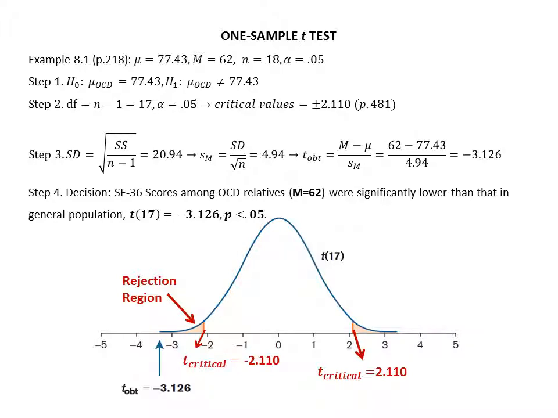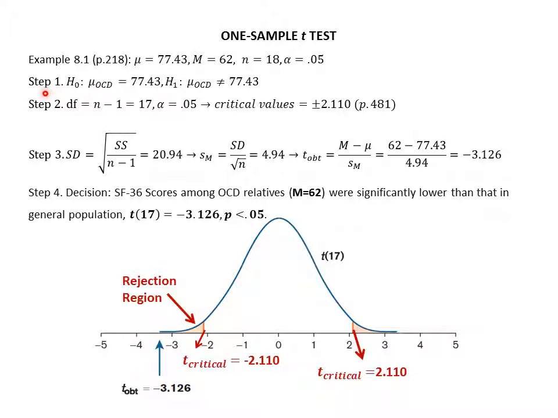We'll quickly go through the 4 steps in one sample t-test because the process is similar to the z-test. So the background story goes like this. The healthy general population's social functioning score is 77.43. And a sample of 18 relatives of OCD patients scored a mean of 62 in social functioning, and we set the significance level at 0.05.